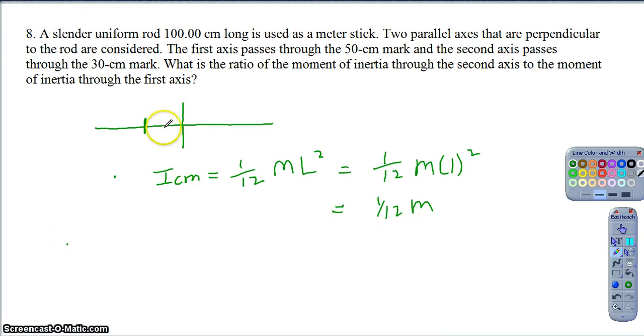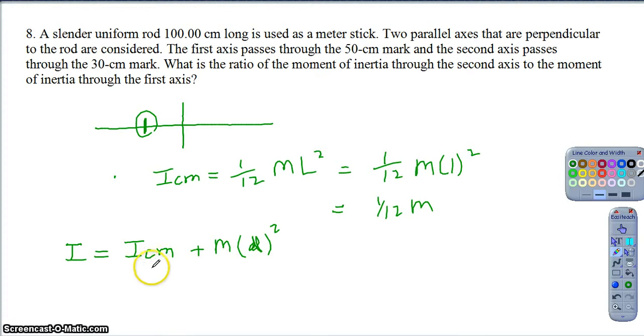Then I do the same thing for this axis that is at the 30 centimeter mark. And just like we've seen for the last couple questions, we know that to do that we're going to use our parallel axis theorem. So I'm going to find the moment of inertia about the point over here, and the way that I do that is I find my moment of inertia about the center, which I already know is 1/12 m, and then add to that the mass times the distance away from the center of mass, squared. So d squared there is what I end up with.